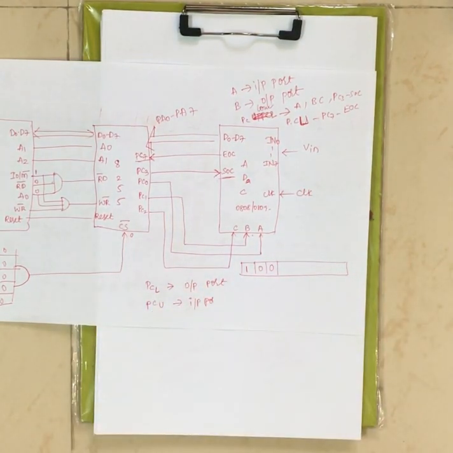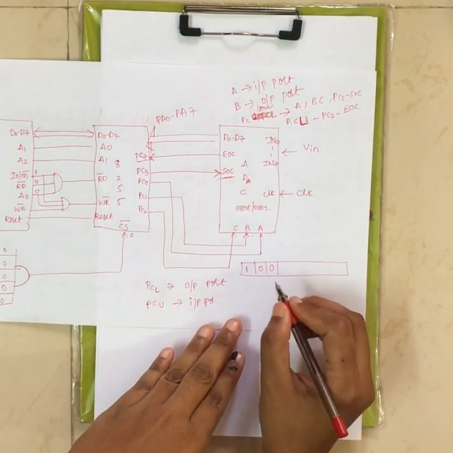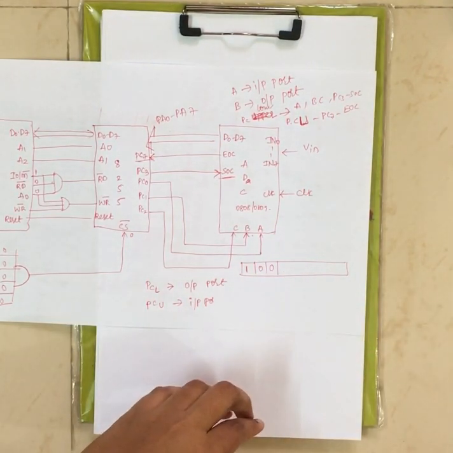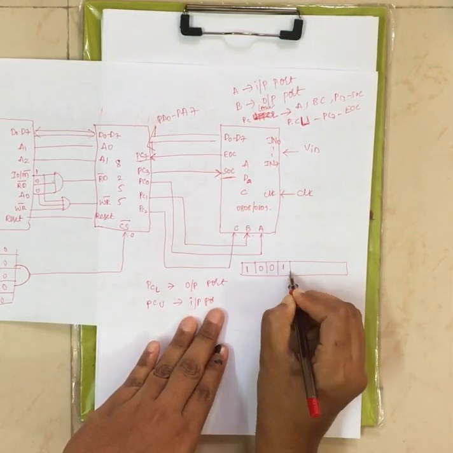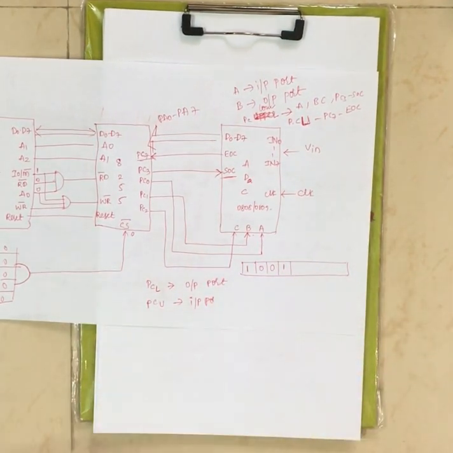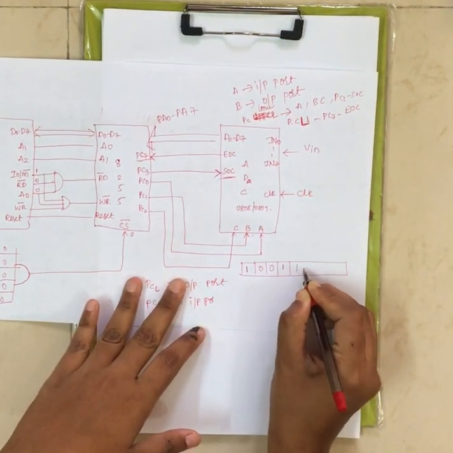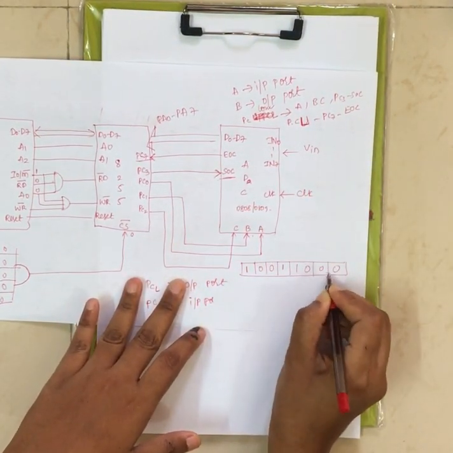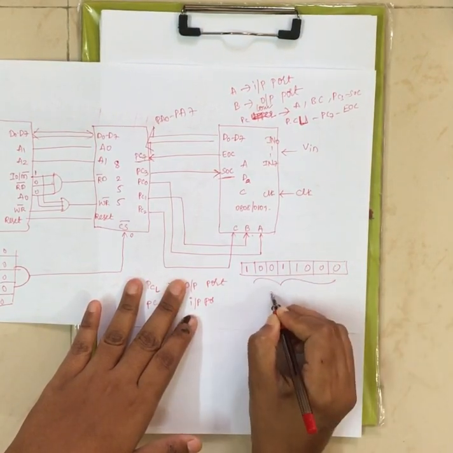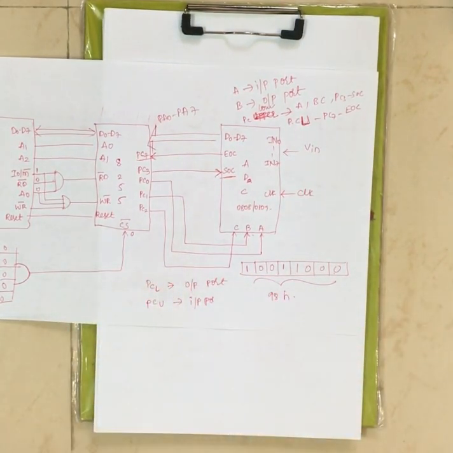Now D4 will specify the operation of port A, whether it is an input port or output port. Port A is an input port, so it is 1, right? Port A is an input port. Now writing all this together you will get 1 0 0 1 0 0 0 0, right? This will give the address of control word register, that is 98H, right?